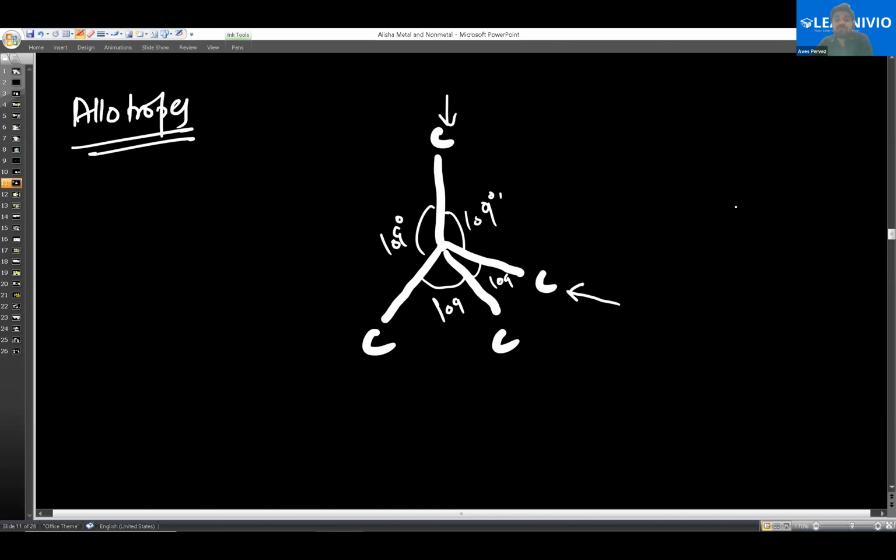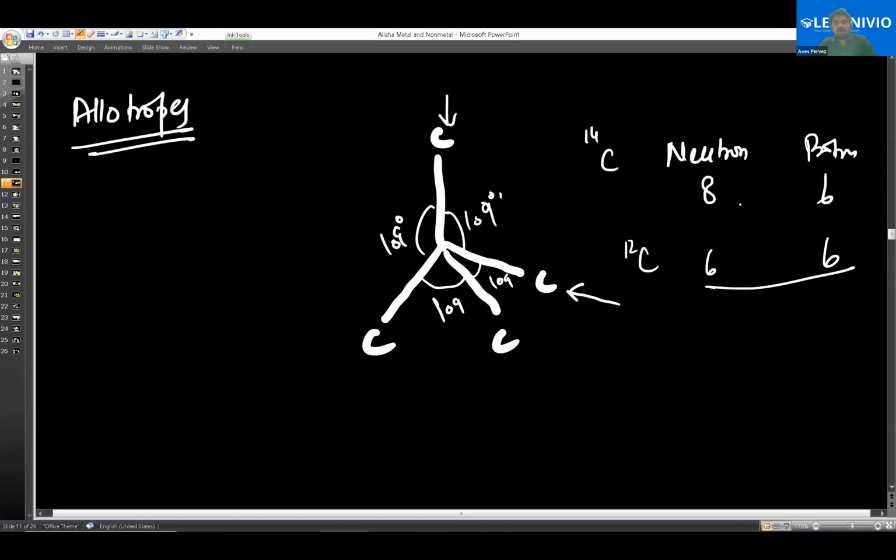Sorry, due to the difference of neutrons. So if I'm talking about carbon 14, how many neutrons are there? 8 neutrons and 6 protons. But in carbon 12, there are 6 protons and 6 neutrons. But that is 12 mass. Okay, here is 14 mass because of the extra neutrons. These are called isotopes.